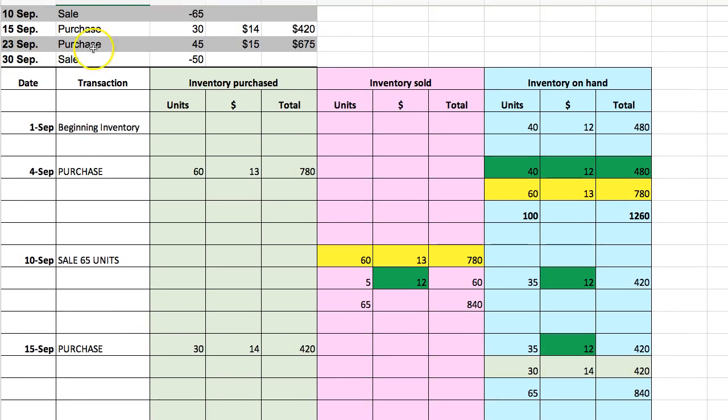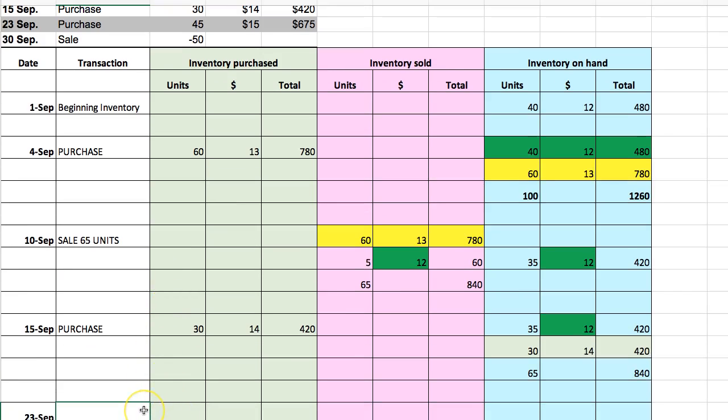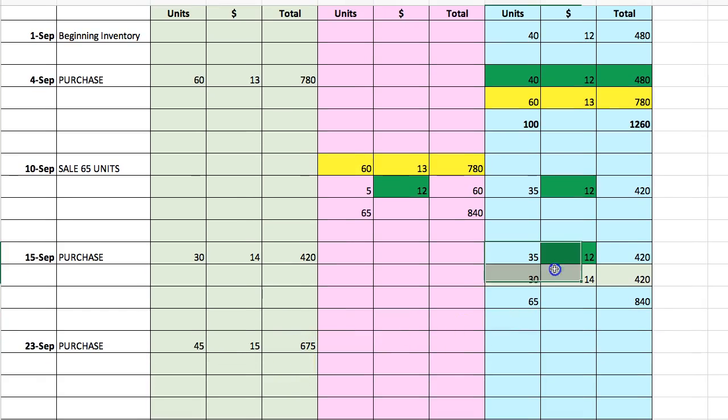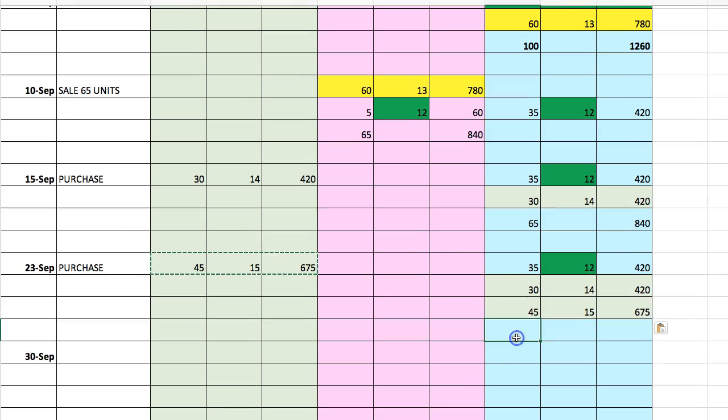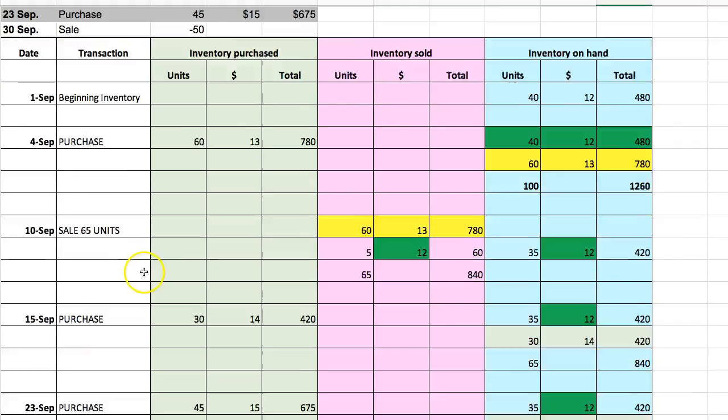Back to the question. The next date is another purchase, 45 units. 45 units, $15, $675. So I copy down my previous balance and I put my new balance underneath and we get our total. So we add up all the units. Now, what you will notice is that it doesn't matter what method we use, these total units will always be the same, but the total cost will be different depending on which method that you use. Okay, our last step is a sale of 50 units.